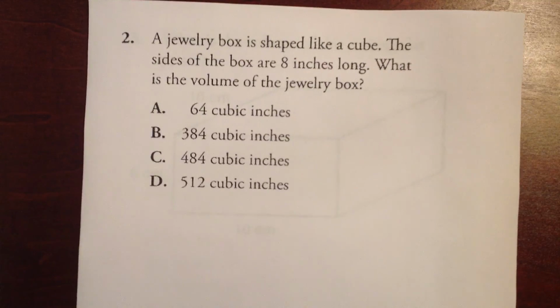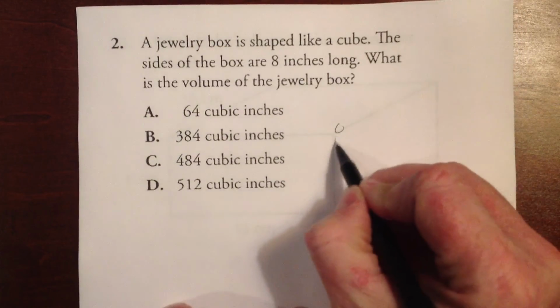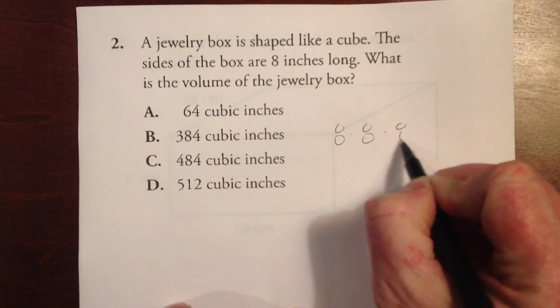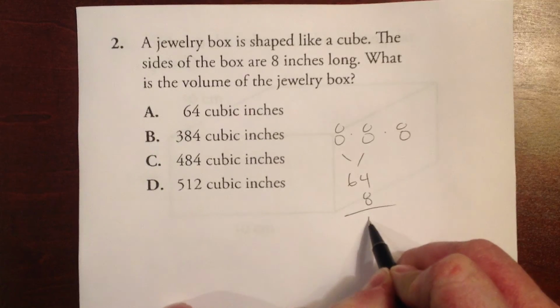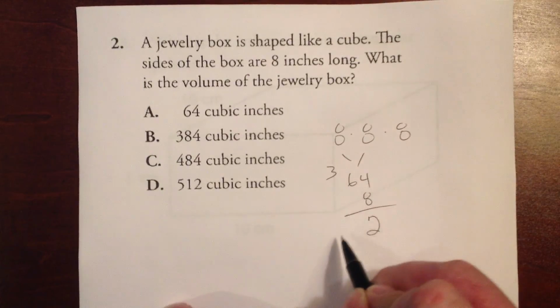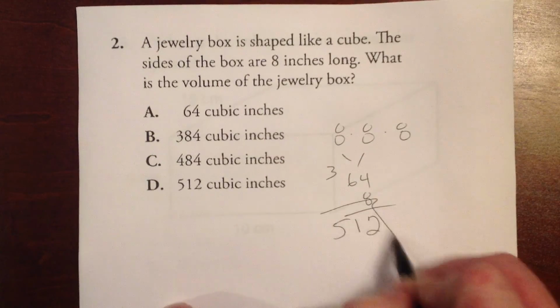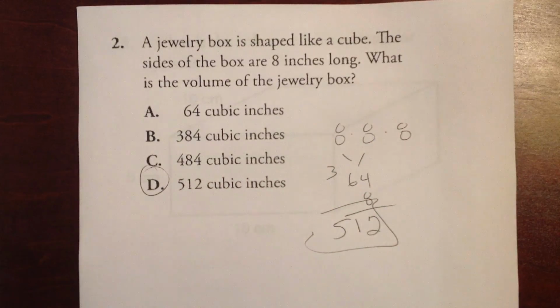A jewelry box is shaped like a cube. The sides of the cube are 8 inches long. By definition, a cube, again, is all the sides are the same. All the side lengths, the width, the height, everything. So basically you're going to say 8 times 8 times 8. This is 64 times 8 here. 512 cubic inches.